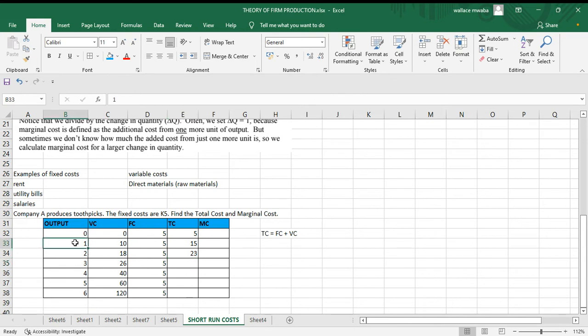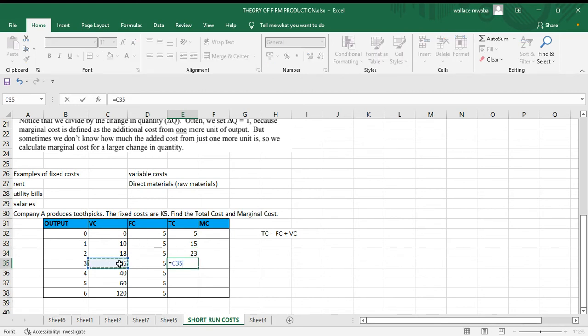So as we produce 0 units, our total cost is 5 kwacha, because remember, fixed costs are not affected whether we're producing or not. We produce 1 unit, our total costs increase to 15 kwacha. Remember, the fixed cost still stays the same, but since now we've begun to produce, our variable costs begin to rise. Produce 2 units, our variable costs are still rising, our fixed cost still stays the same, but our total cost is rising.